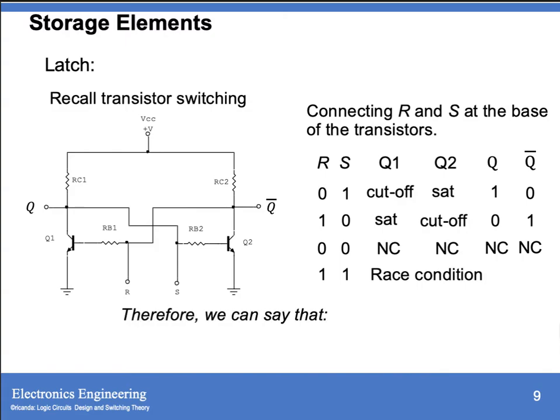Therefore, as you can see in your table, when R is equivalent to 1, your Q is 0, so it means it is reset. When S is equivalent to 1, then your Q is equal to 1, so S is set.